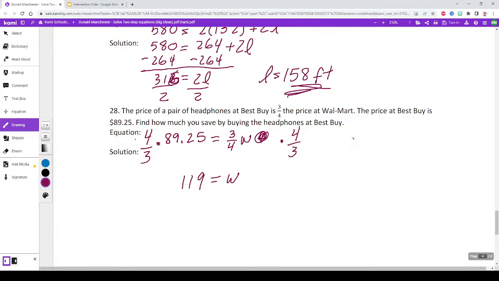And so now we're going to find out the savings. So that's 119 minus 89.25. And so then we go 119 minus 89.25. And that gives us $29.75. Looking back on this, what I should have done was I should have said Walmart price.